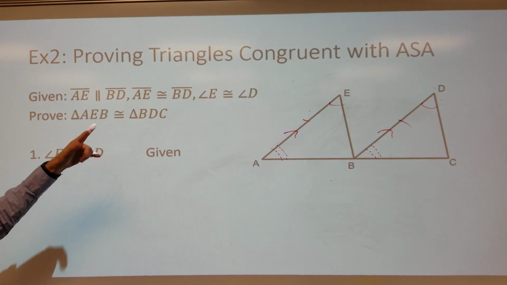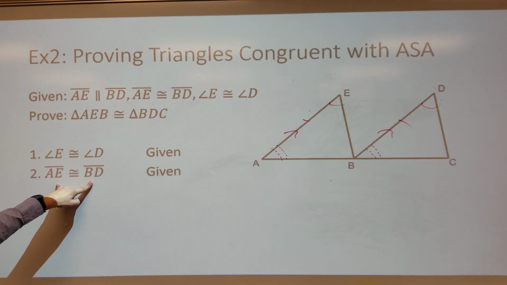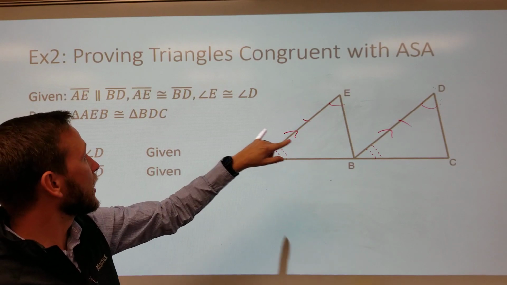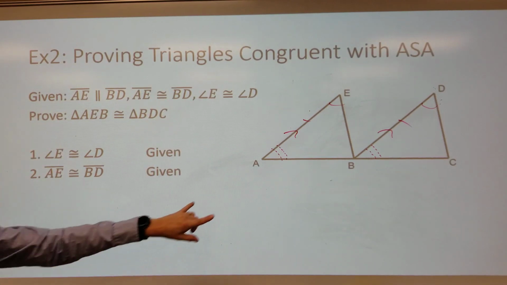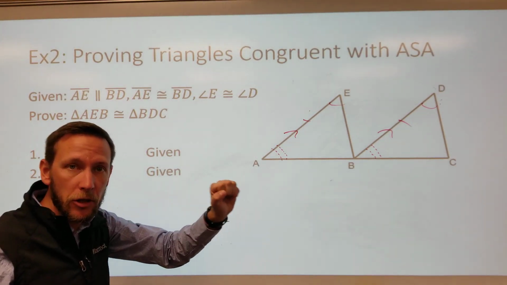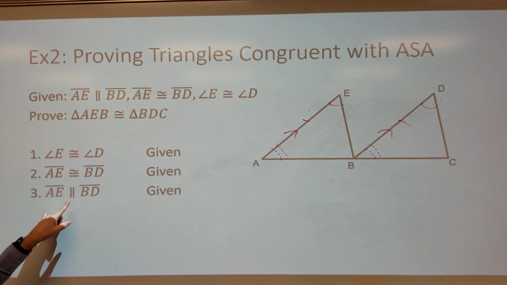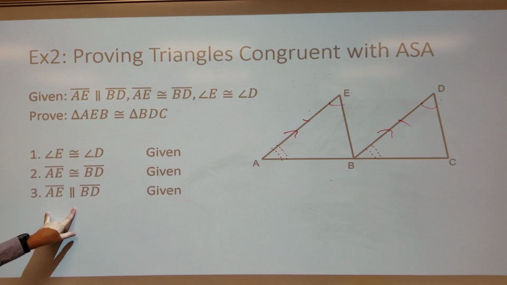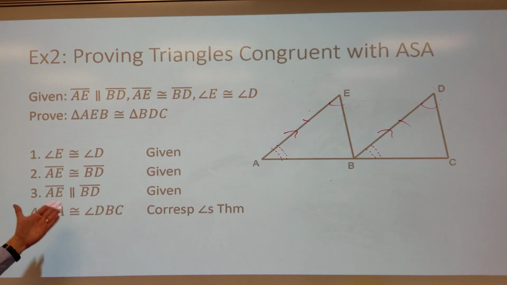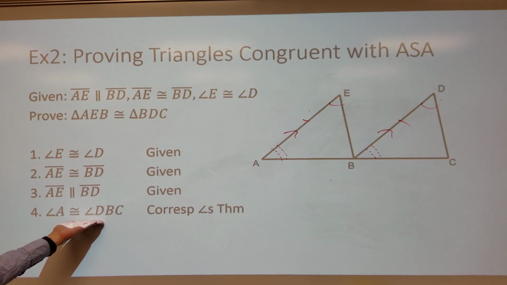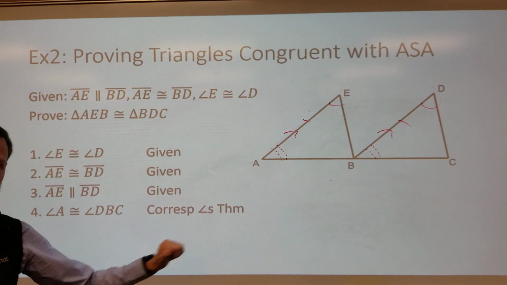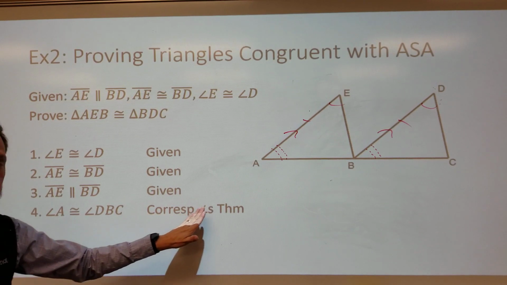So I'm going to talk about a pair of angles first. Angle E is congruent to angle D, and that's given. Segment AE is congruent to segment BD, that's given. And now I want to talk about this pair of angles, but I can't say that they're congruent yet without first stating that these lines are parallel. So I state that those segments are parallel, which means that the corresponding angles are congruent by the corresponding angles theorem. Given parallel lines, the corresponding angles are congruent.